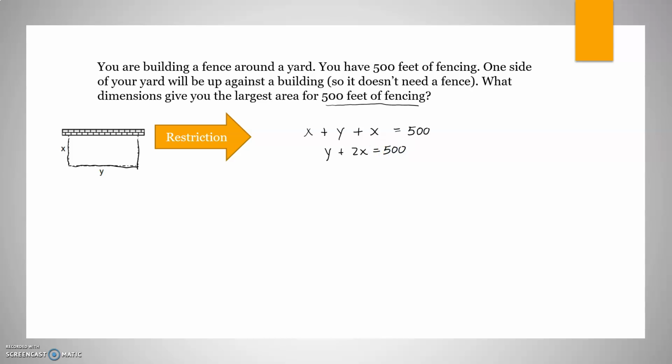And we're going to solve our restriction equation. Usually I solve it for y. It doesn't always work out that way, but this one I'm going to solve for y. So I have y equals 500 minus 2x.